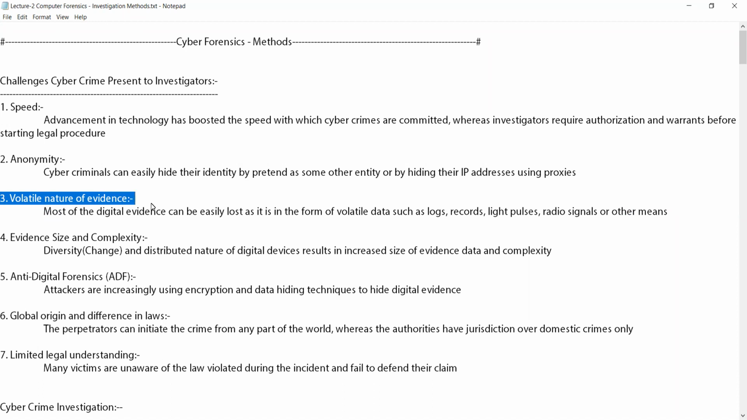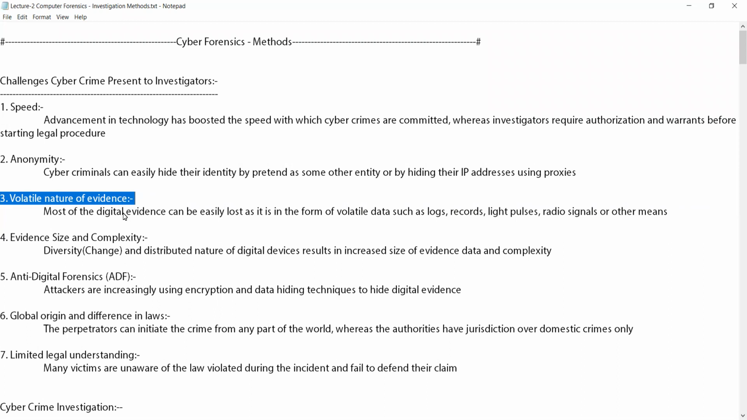Once the system is on, you will get some data which is called volatile evidence. Sometimes cyber forensic investigators face this challenge because they find that the system is in the off condition. Once it is in the off condition, they cannot get any data related to the volatile nature of evidence.